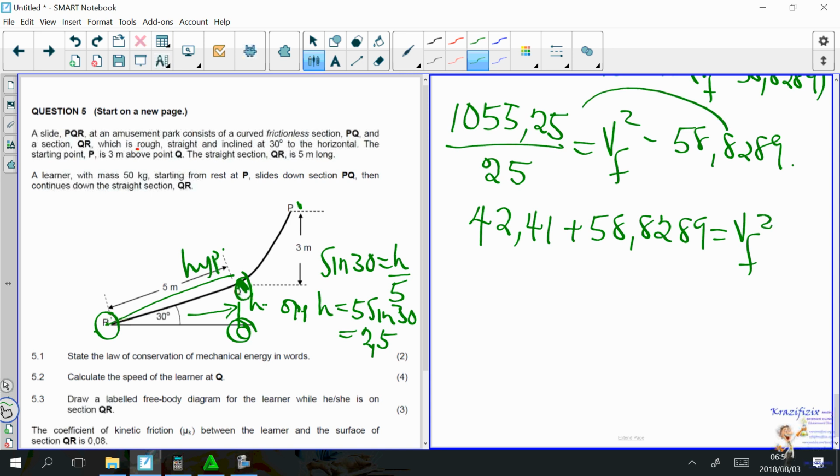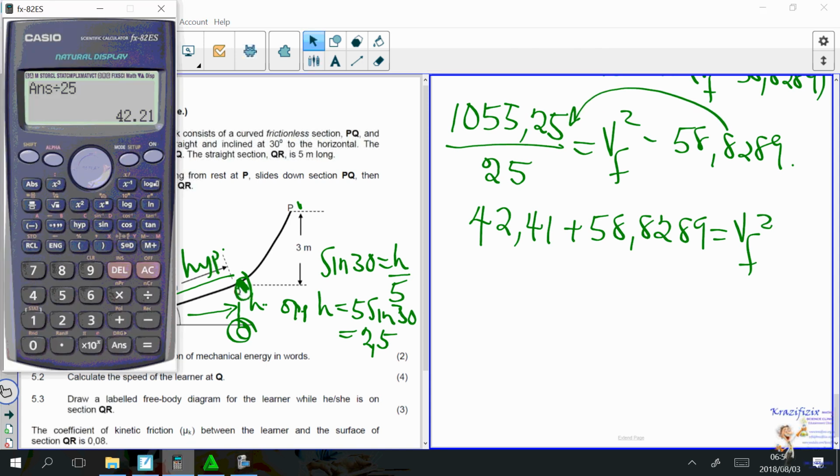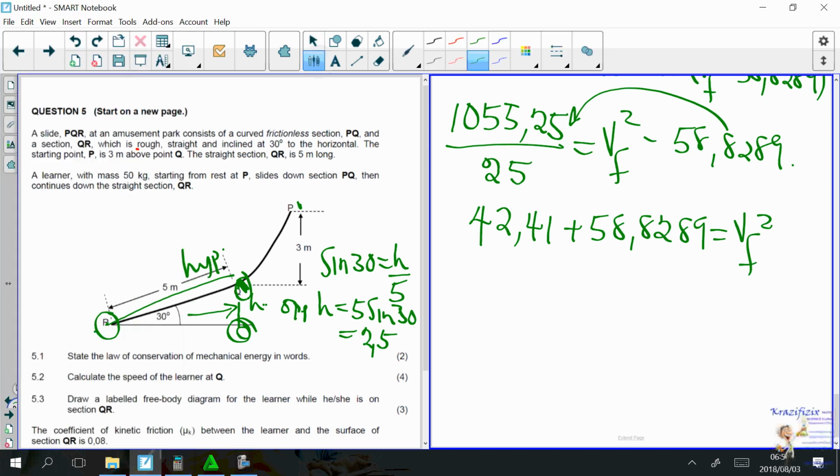I hope you know what I've done. Transposed again. So what do I have here? I will now have plus 58,8289, and that will give me 101,0389. So VF squared equals 101,0389. What do I need now?